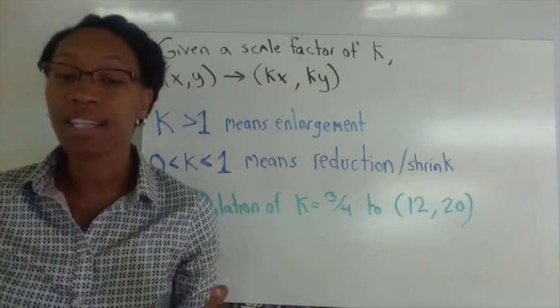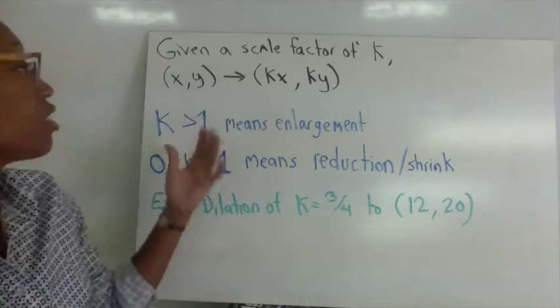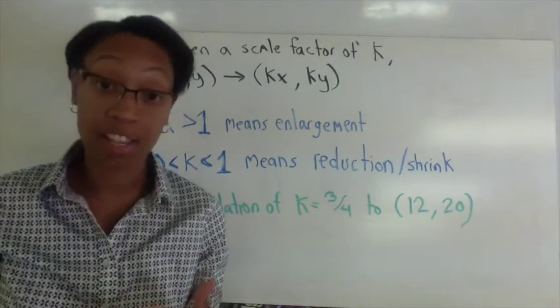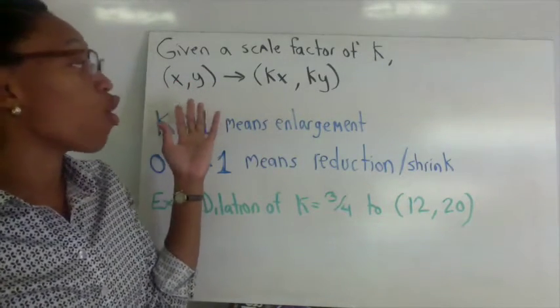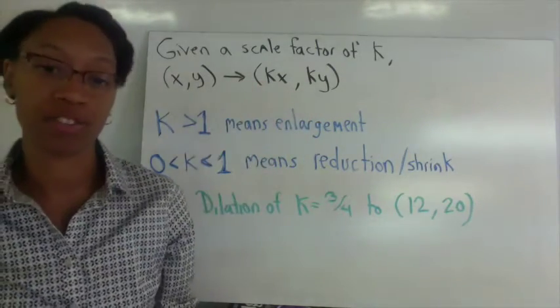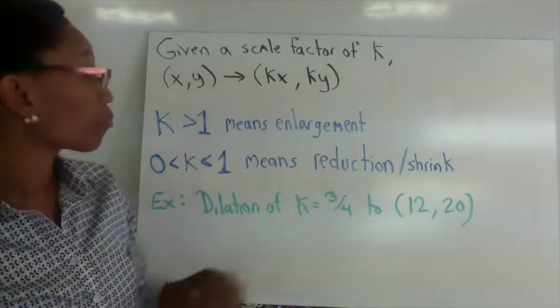Okay, so what do dilations look like more mathematically? Let's just use K for our scale factor. Dilations take the point X, Y, and multiply both the X and the Y by whatever the scale factor is, K. So it just takes the numbers and multiplies them.